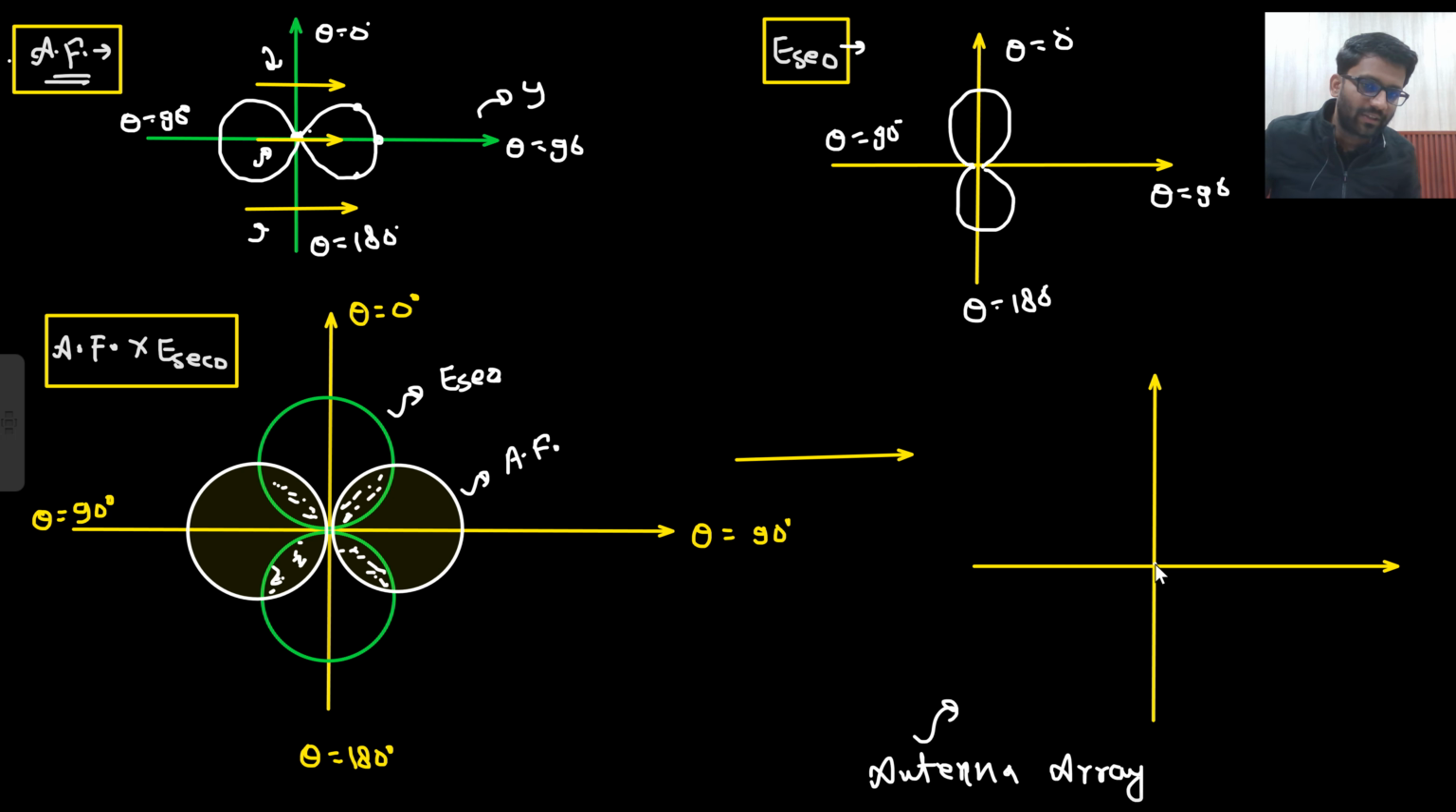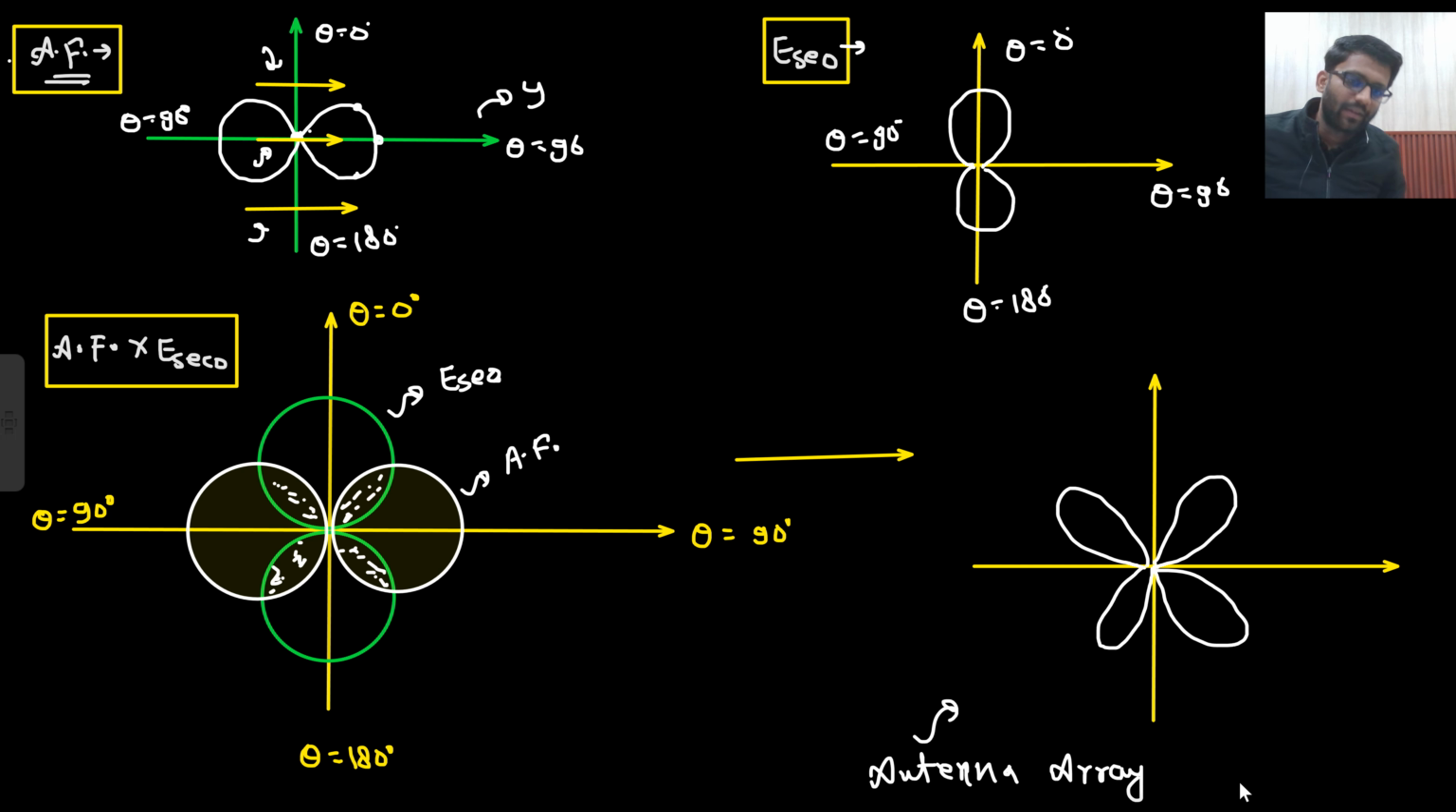So when you do the multiplication, what you are going to get? Here there will be one lobe. Here also there will be one lobe. Here also there is one lobe. And here also there is one lobe. So this is the pattern we are getting. Very famous, very standard example. Okay, it is very, very famous. So this is the final answer.